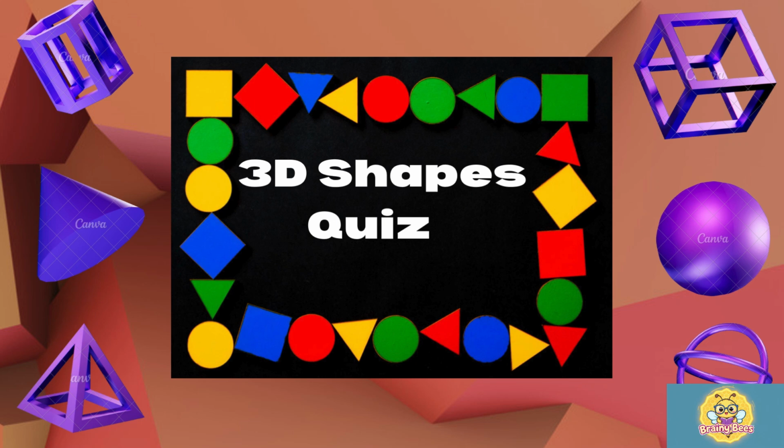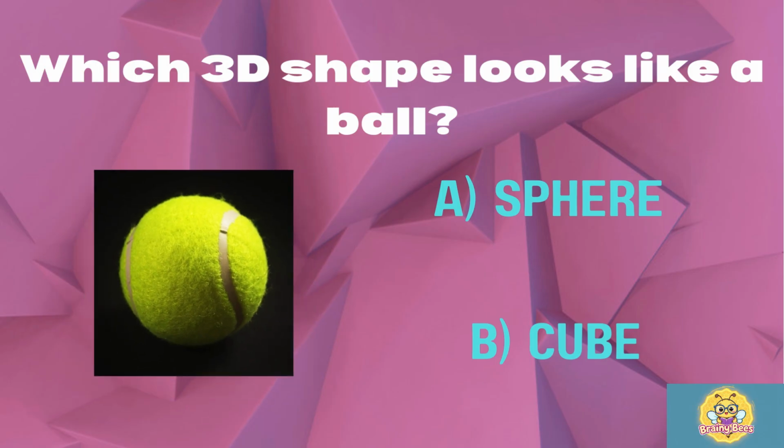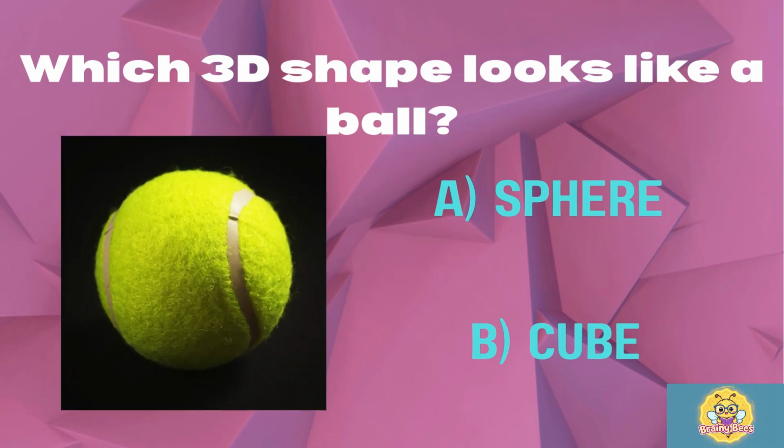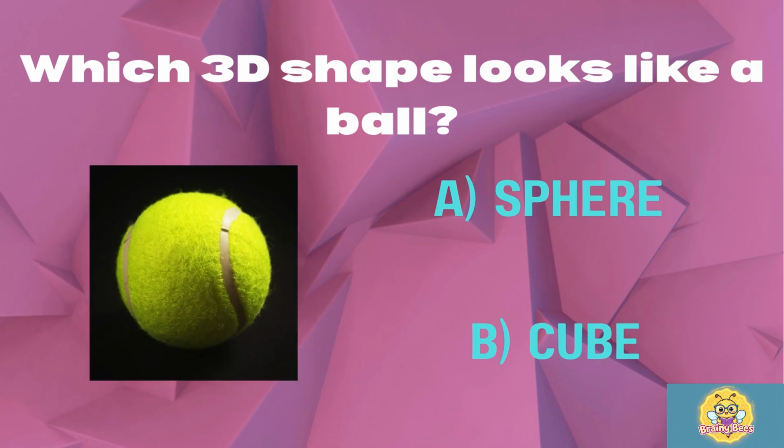3D shapes quiz. Which 3D shapes look like a ball? A. Sphere, B. Cube.